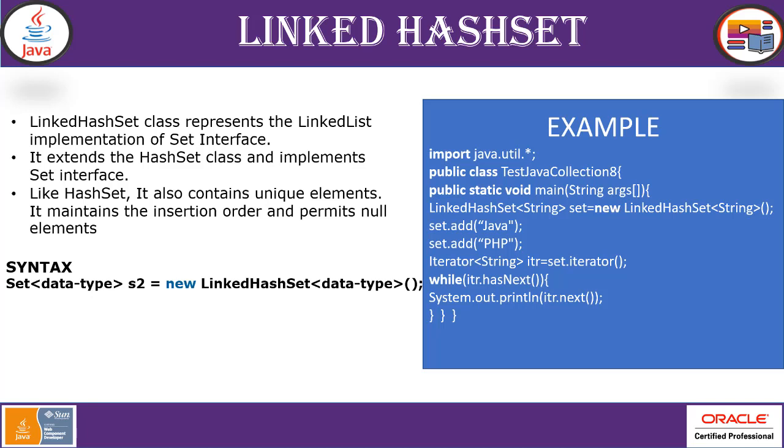So far we have seen that the Set interface supports unique elements, but in the case of LinkedHashSet, the add-on feature here is that it permits a null element. Now the syntax is: Set data type s2 equals new LinkedHashSet data type constructor. For example, if you see here, we have the same code. The only difference is the definition: LinkedHashSet string set equals new LinkedHashSet. So suppose in your application we have to allow null elements. In that case, you can use LinkedHashSet.